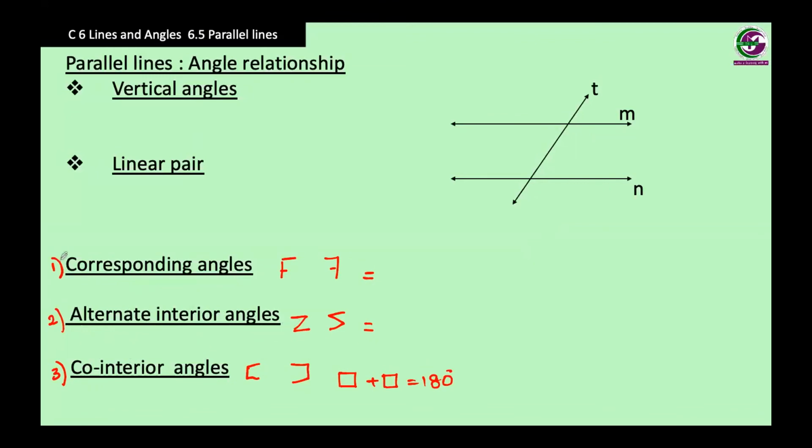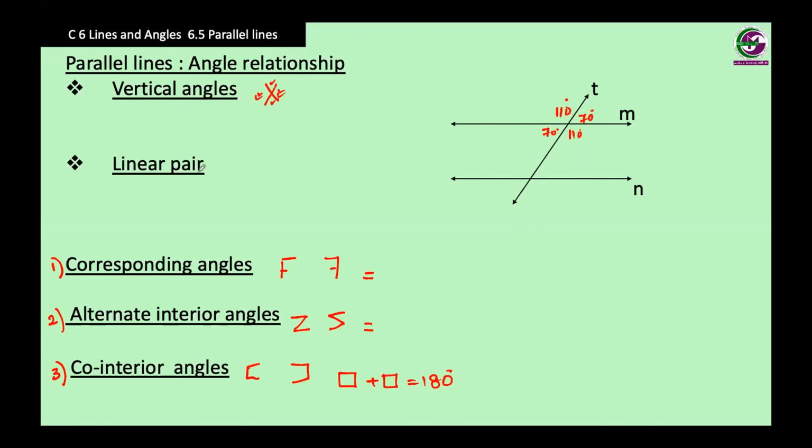In addition to these three properties, we should also recall the property that you studied before, vertical angles or vertically opposite angles, which is forming an X shape. The angle which is at the top will be equal to the angle which is at the bottom, and the angle which is at the left will be equal to the angle at the right side. For example, if this is 110 degree, this will also be 110 degree. If this is 70 degree, that will also be 70 degree.